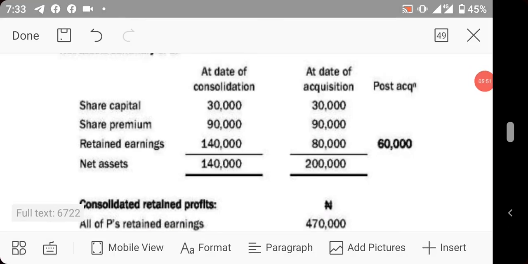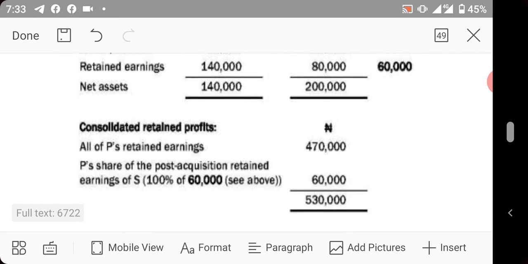So you would see that we have our values. You understand? Good. So at the date of acquisition, the net assets is 200,000. So you compute your consolidated retained earnings. It's another working you must do. I've already given you the format.